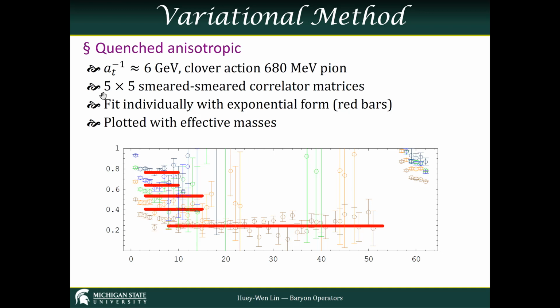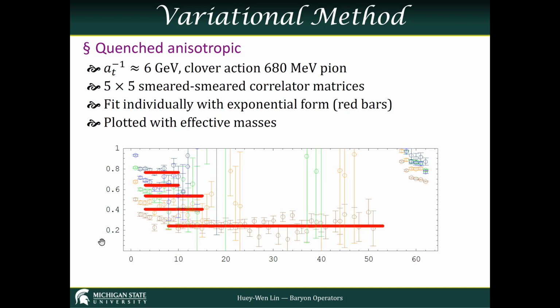In this case, we're using a matrix of 5 by 5 smeared correlator matrices. So that means each of the operators has a different smearing. There are 5 different smearings. We use 5 different sources, 5 different sinks. We get this correlator matrix. We fit each of these individually to an exponential form and show them along with the effective mass.